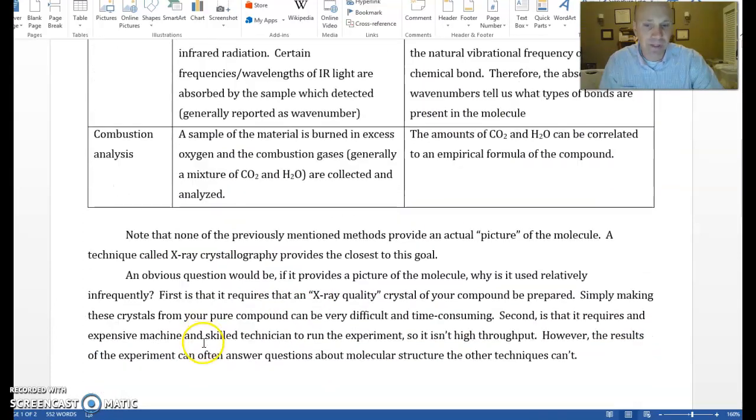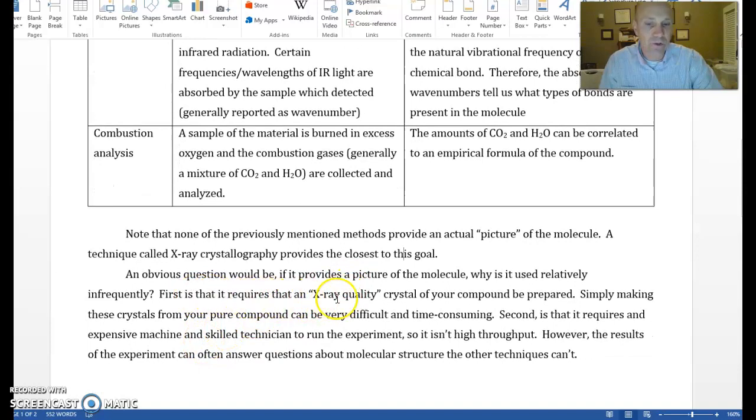The other downside is that for you to do X-ray diffraction, it requires that your material be able to provide you with what's considered an X-ray quality crystal. That can be either easy or hard depending on the type of material that you're talking about. So what do we mean by X-ray quality crystal? A really quick example of a material that you could do this on is something like a quartz crystal.